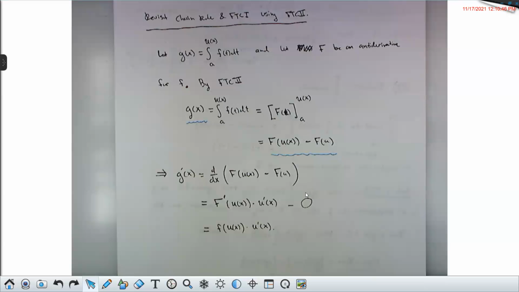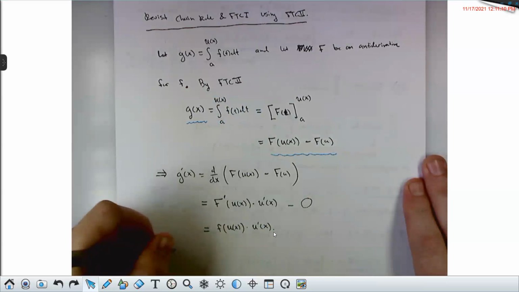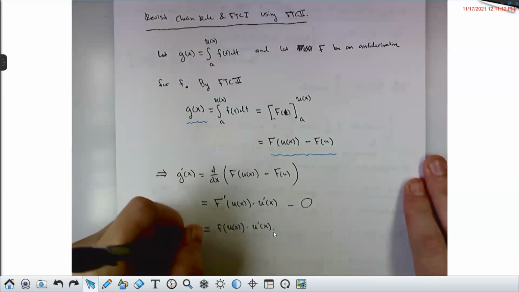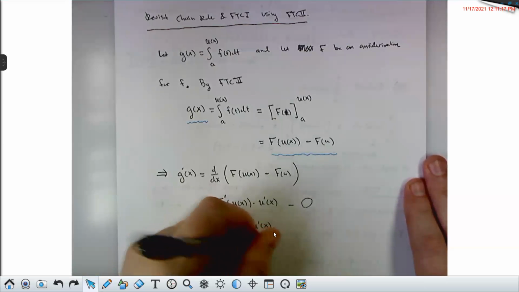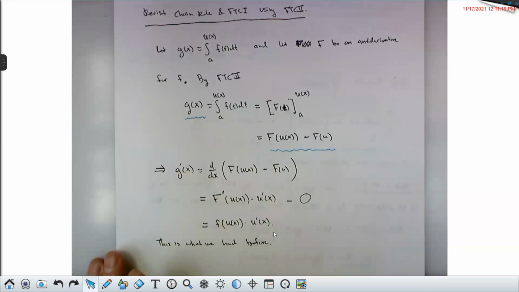And I think this is the best way to really understand how the chain rule and FTC1 work together, by thinking through FTC2. Right, so the derivative of this thing is what you get by plugging this function in for t here, little f of u of x, and then multiplying by the derivative of u. This is what we had before. All right, just another way of arriving at the same thing.